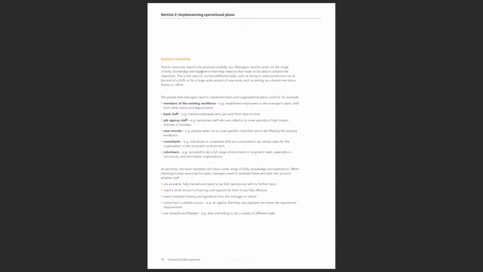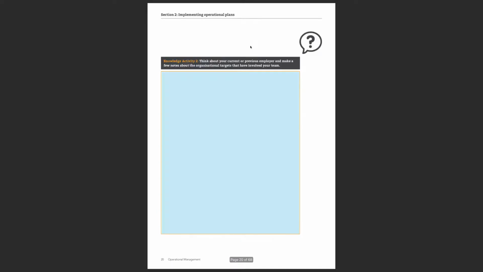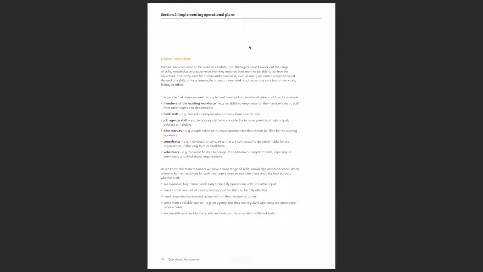Then human resources. Human resources need to be planned carefully too. We need to work out a range of skills. What managers need to implement team and organizational plans could be, for example, members of the existing workforce, new recruits, consultants, volunteers, any member. And as we know, the team members need to have a wide range of skills, knowledge, and experience. When planning human resources for tasks, we have to evaluate whether our team is available, fully trained, and ready to be fully operational with no further input.